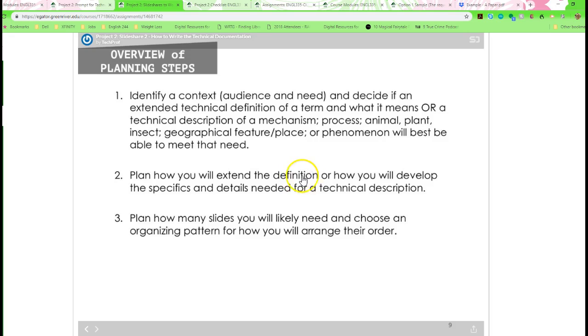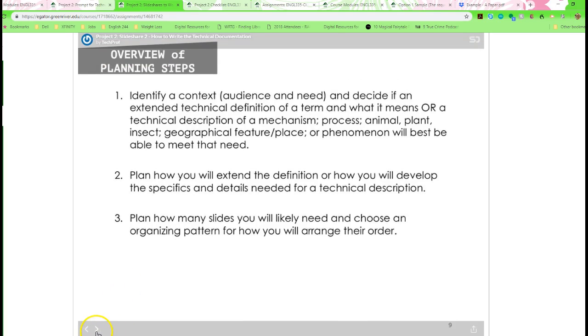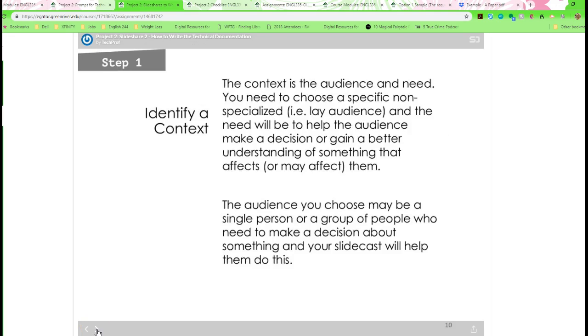Plan how you will extend the definition or how you will develop the specifics and details needed for a technical description, and plan how many slides you will likely need and choose an organizing pattern for how you will arrange their order. So that's what you're doing. You need to plan basically your slidecast before you ever start making it. Step 1, identify a context. The context is the audience and the need.